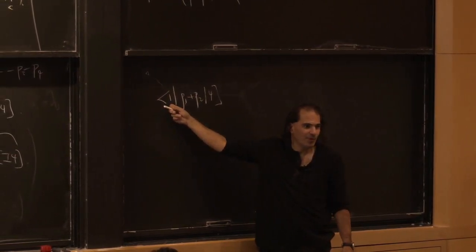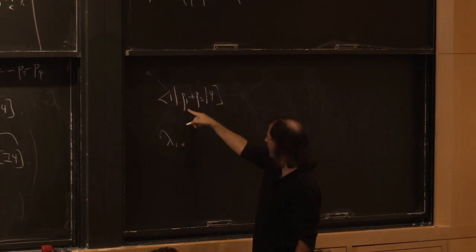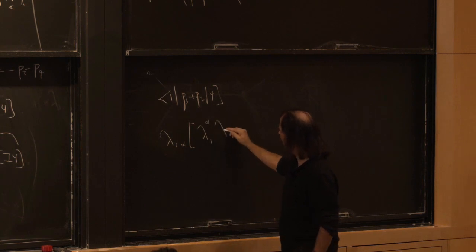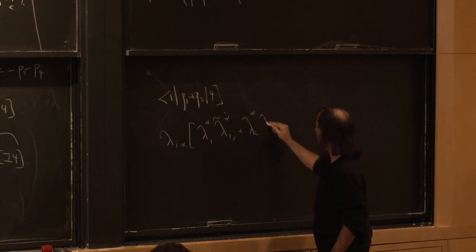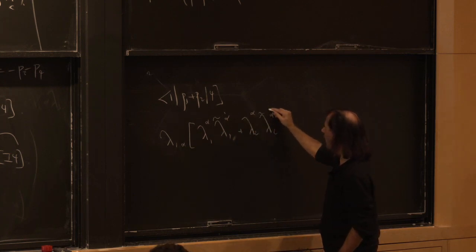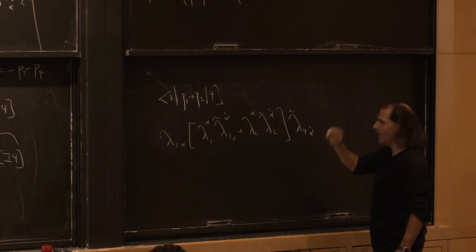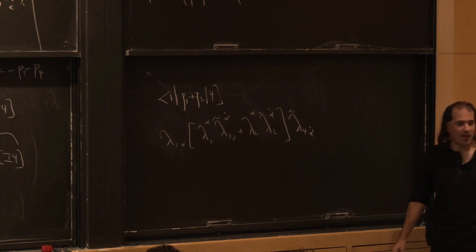That's 0, right? Because, if I'm very explicit, this is lambda 1 alpha. Then p1 would be lambda 1 with an upstairs alpha, lambda tilde 1 alpha dot, plus lambda 2 alpha, lambda 2 tilde alpha dot. And then downstairs, I'd have a lambda tilde 4 alpha dot. Okay, so that's explicitly what we have, the only way we can contract these alpha, alpha dot indices.